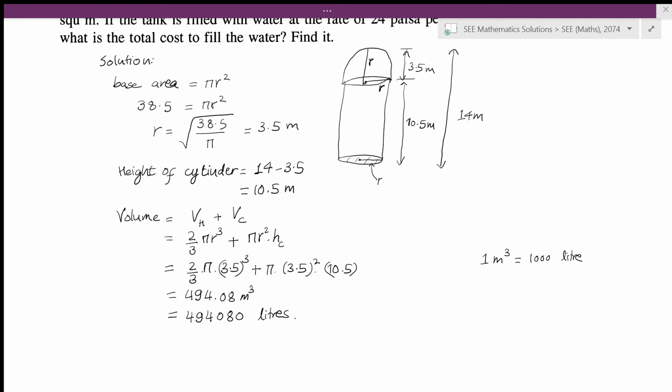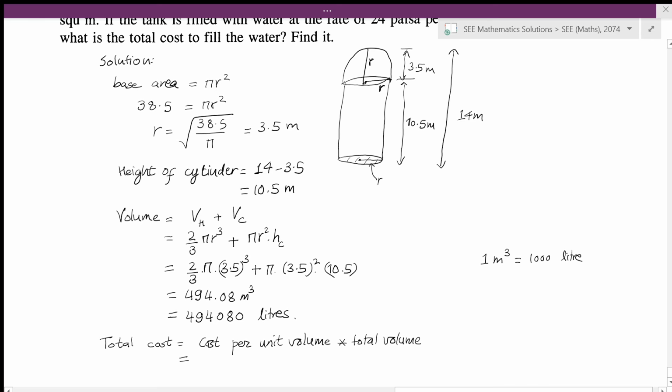So total cost is equal to cost per unit volume, that means cost per 1 liter, times total volume. Since the cost is in liter and rupees, we converted this meter cube into liters. Otherwise there was no need to convert this meter cube into liters.